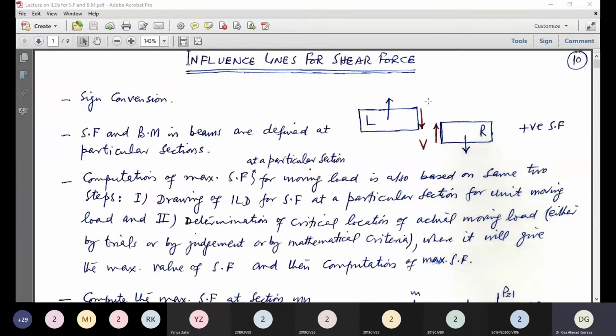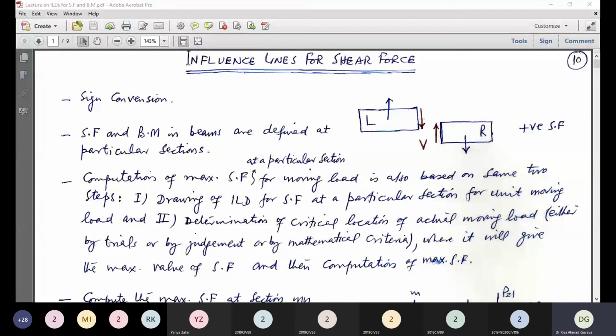Now the shear force is at the interface. When the right portion is going downward, the resisting force will be upward. Similarly, when the left portion is going upward, the resisting force at the interface at the section is downward. So the forces shown with red color are the positive shear forces.